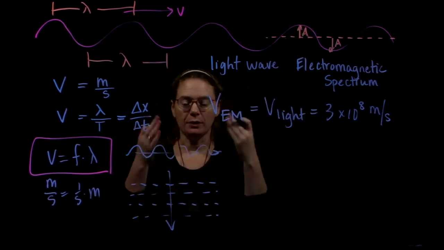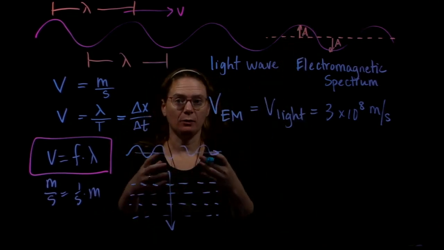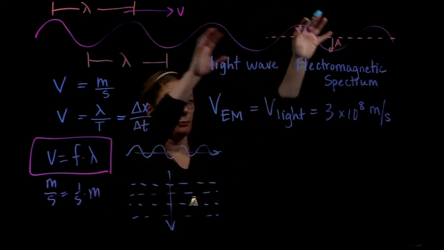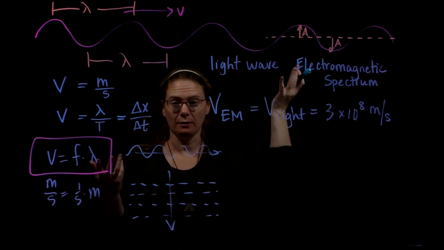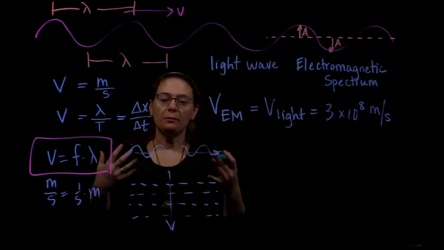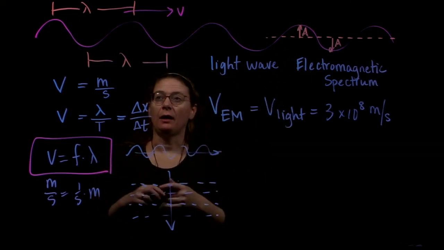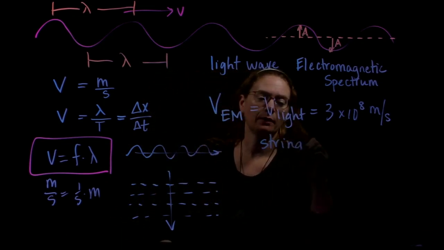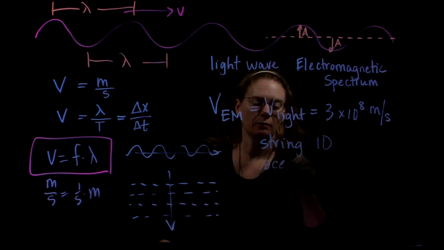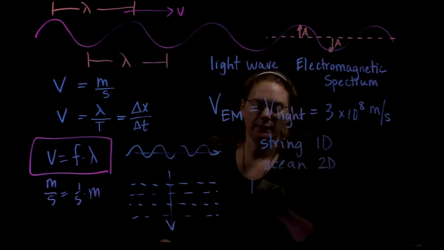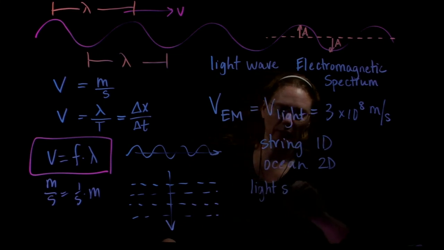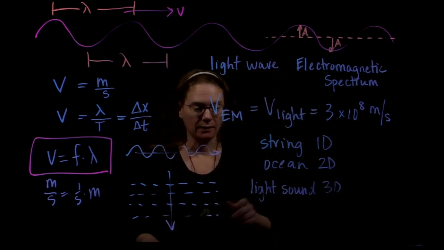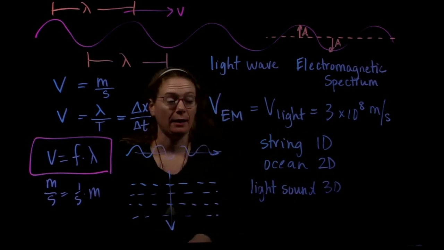Light and sound are 3-dimensional waves because you can hear me even if you're behind me, right? You can see this light from anywhere where you can see the bulb. So we have 3-dimensional waves for light and sound. So for a string, well, that's 1-dimensional. The ocean waves are 2-dimensional, and then light and sound, oh, this is really squeaky, sorry, are 3-dimensional waves. And that is going to be important for some of the other things that we end up doing.